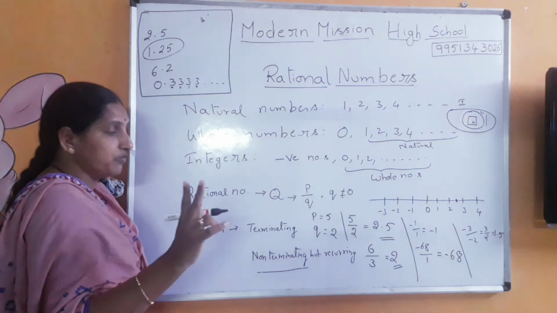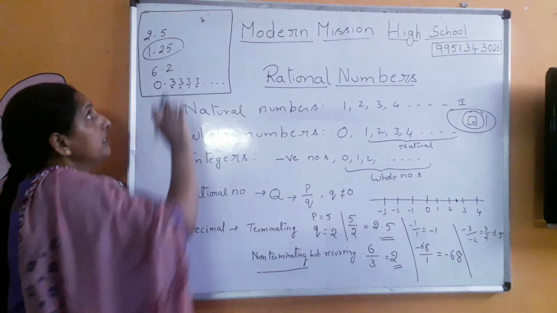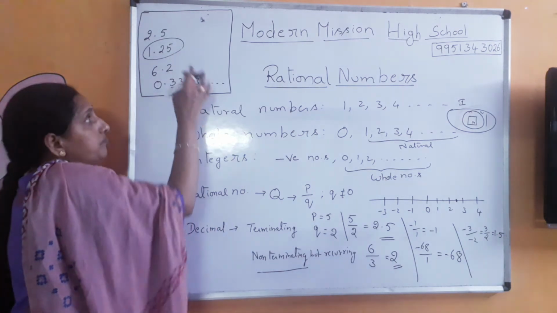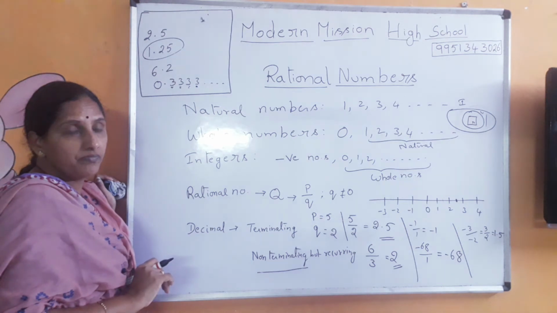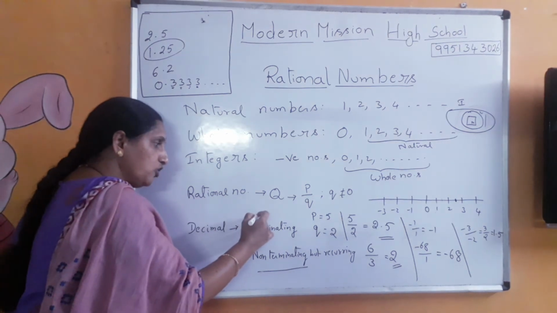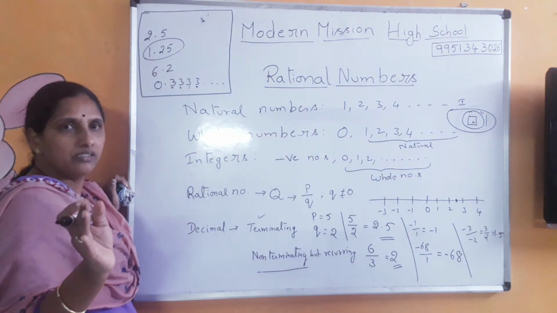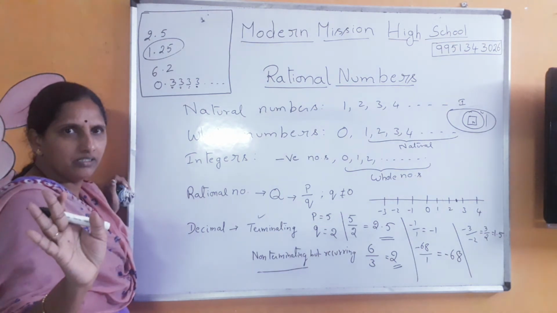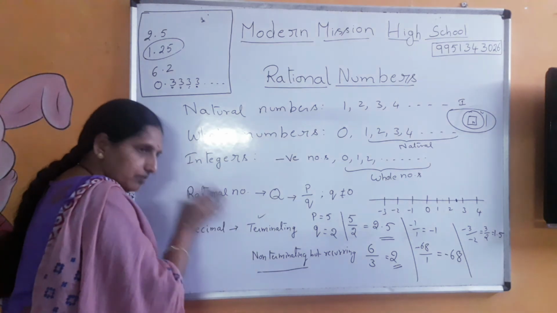So two things you have to observe. One is whether it is terminating or not. These three are terminating, but this is not terminating. Yes, if terminating, go with rational number. Absolutely, and no need to think about anything. If the decimal number is terminating, then it is a rational number.